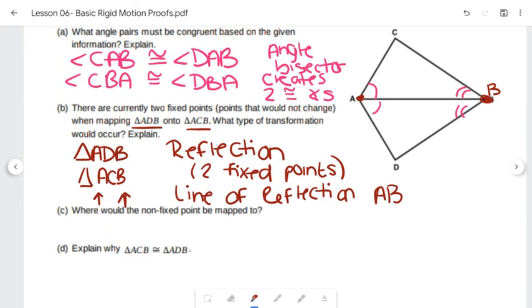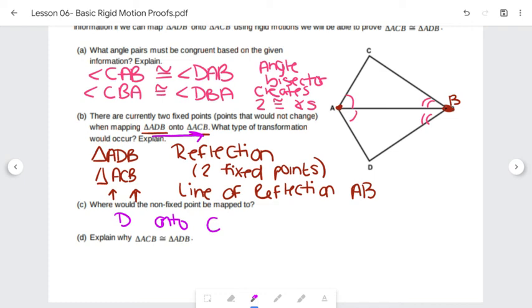Now, our non-fixed point would be mapped from D onto C. Because remember, it tells me the direction here, ABD onto ACB. So D would go onto C.